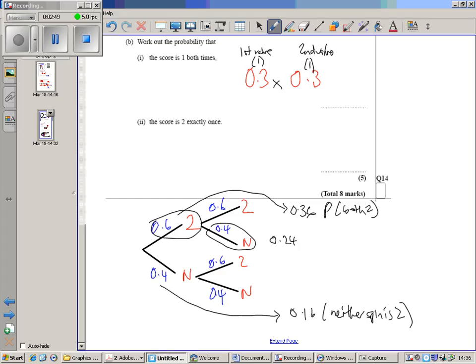The reason why the answer isn't 0.24 is because you have to add 2 separate events. Either you get a 2 on the first time and you don't on the second, or you don't get a 2 the first time, but you do get a 2 on the second, which has the same probability, 0.4 times 0.6, which is 0.24. If you add those 2 combinations together, so that would be 2, then not, and that would be not, then 2, you get 0.48, which is the correct answer.